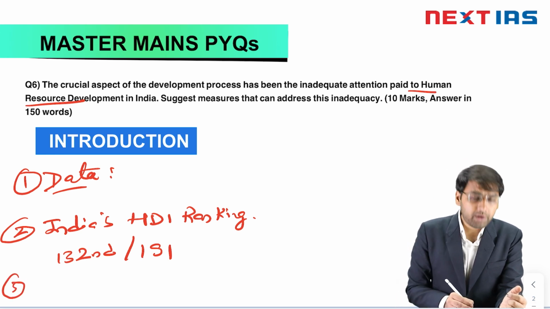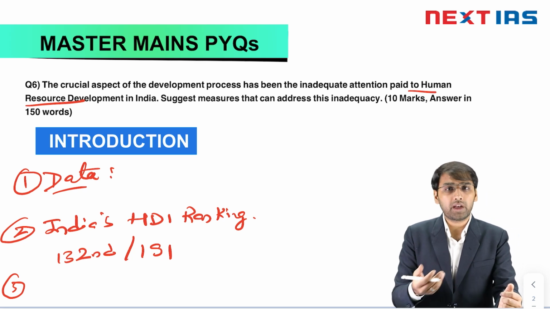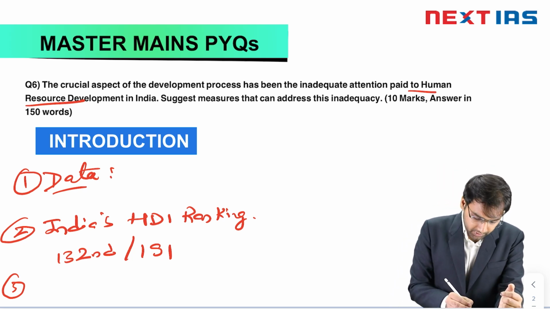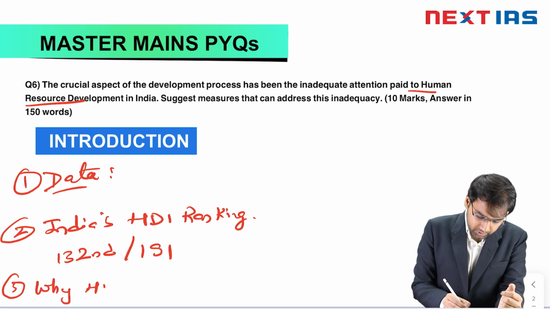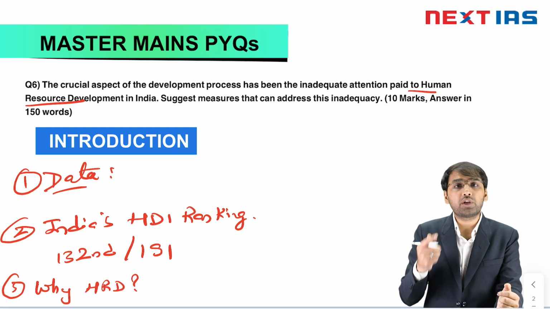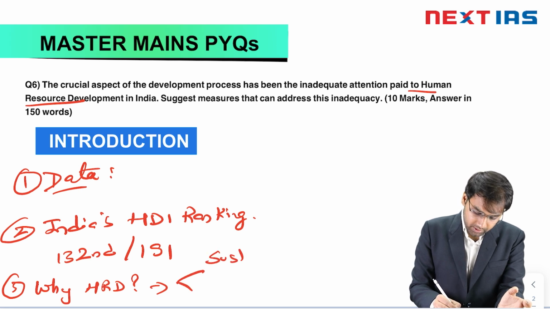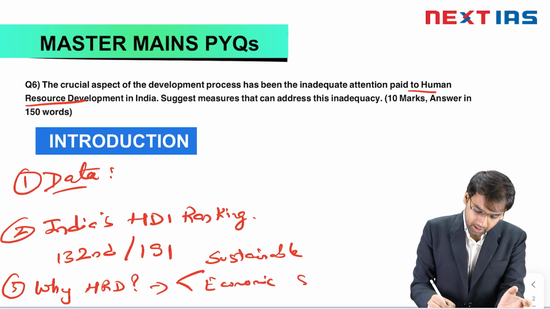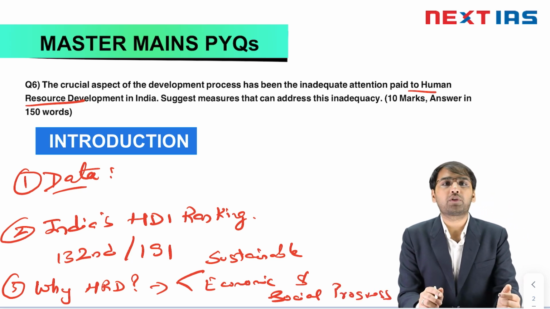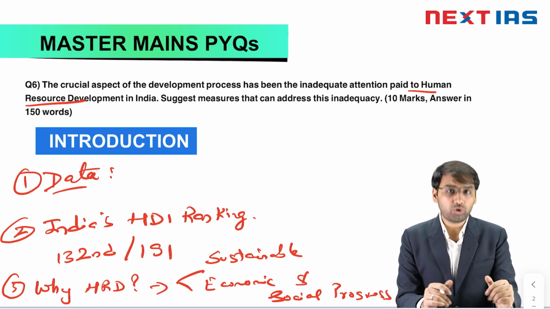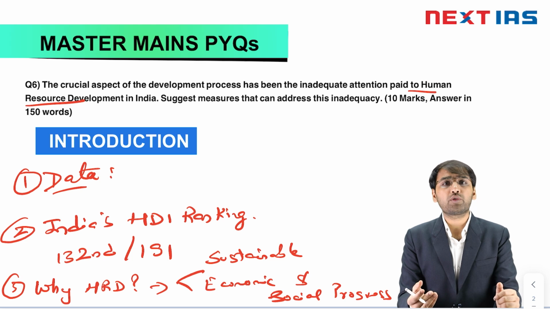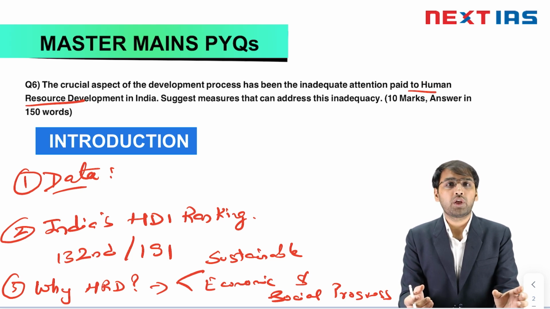What is the third way? The third way is, when you don't find any data or anything else for your introduction, you can simply talk about why human resource development. You can simply ask this question in your mind: why is human resource development important? To ensure sustainable, economic and social progress. Effective human resource development is the key to that. So this could be your introduction part, because you need to answer about the development process and human resource development. The better you link those things, the better your introduction would be.